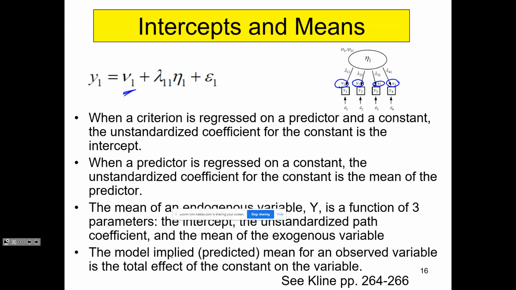Let me say this. There are actually 3 different formulas we can use for counting these numbers. The one that we keep using is b times b plus 1 divided by 2. This gives me the number of unique elements of the variance covariance matrix. So 4 times 5 divided by 2 is 10.